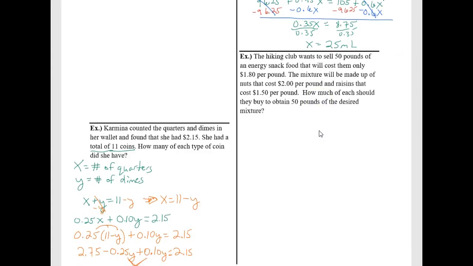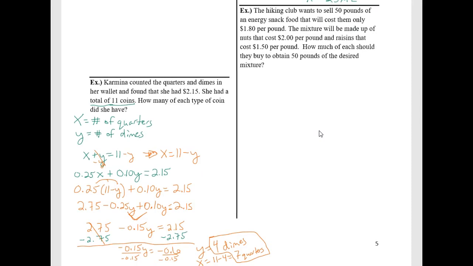Alright, one more problem here. This one is also a mixture problem, but it's dealing with money, kind of like this other one over here. So let's see what's going on. It says, the hiking club wants to sell 50 pounds of an energy snack food that will cost them only $1.80 per pound. The mixture will be made up of nuts that cost $2 per pound and raisins that cost $1.50 per pound. How much of each should they buy to obtain 50 pounds of the desired mixture?